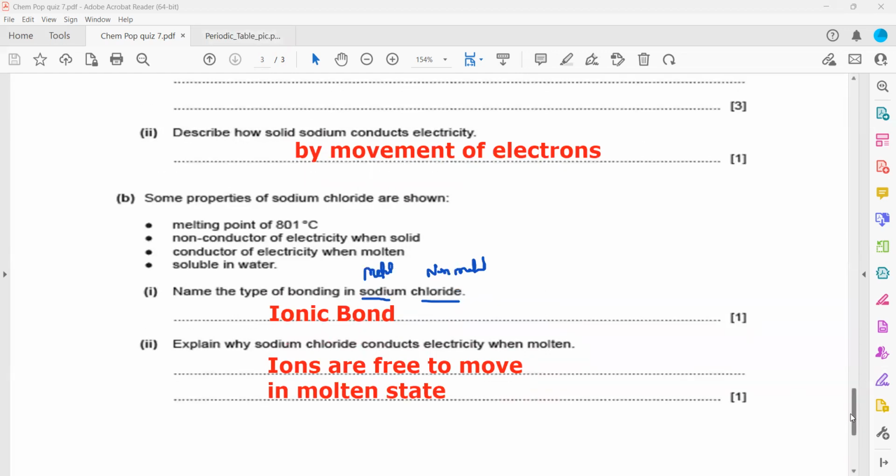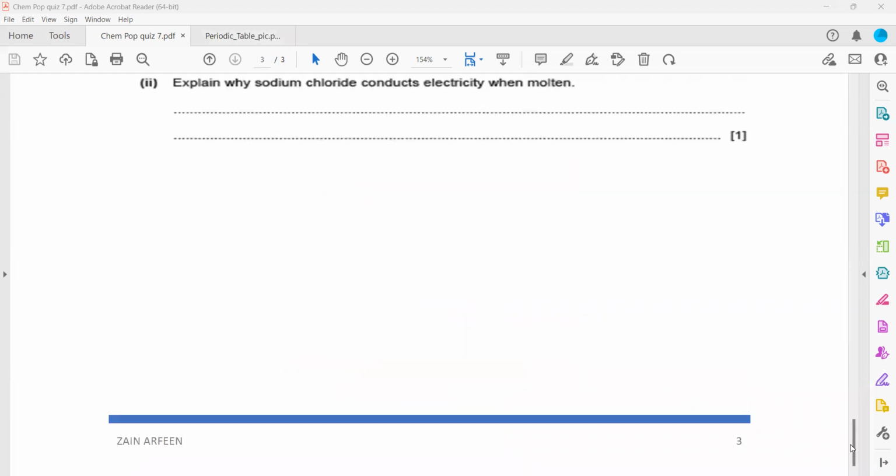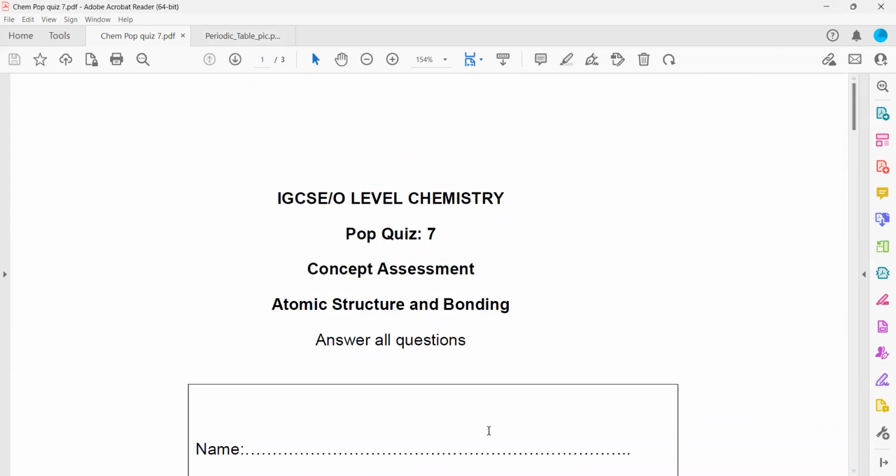Is this one clear? This was pop quiz 7, which was related to atomic structure and bonding questions.